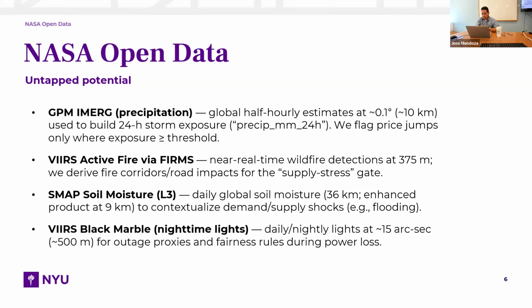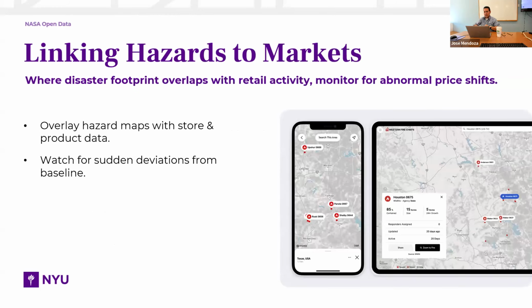Likewise, with the soil moisture L3 or the Black Marble data set, we can measure power loss in the communities. Of course, it sounds very cool just having a data set by itself, but one of the biggest challenges is: how do I link all this data to the markets? And for that, we rely on a couple of things.